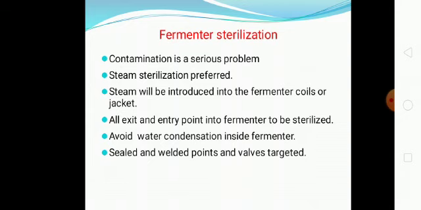And the final point, you can see sealing places. Sealing points are the points where the sparger enters into the fermenter, and the place where the agitator enters into the fermenter. There you would have done sealing and welding. Those points also have to be sterilized, because contamination may happen there. And there will be so many valves to open and close the pipelines. Those valves also should be sterilized. So fermenter sterilization is an important topic, and we have to do a lot of planning so that every nook and corner of the fermenter is sterilized.